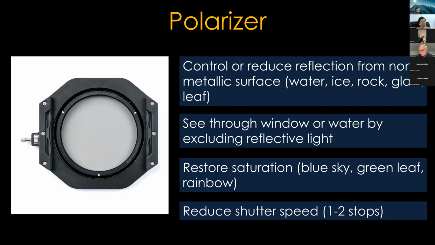And the polarizer can also reduce the shutter speed. If you look at the polarizer here, it's a little bit dark, so it can reduce the shutter speed by 1 to 2 stops, depending on the brand. For example, the Nisi polarizer can reduce the shutter speed by 1.5 stops. Some brands are darker, so it is 2 stops. Some brands are not so dark, about 1 stop. So it depends on the brand.